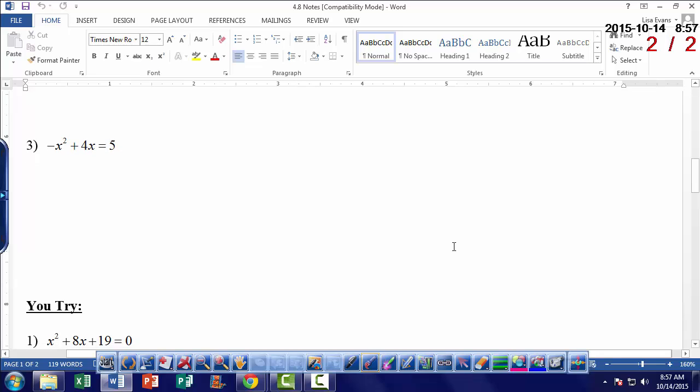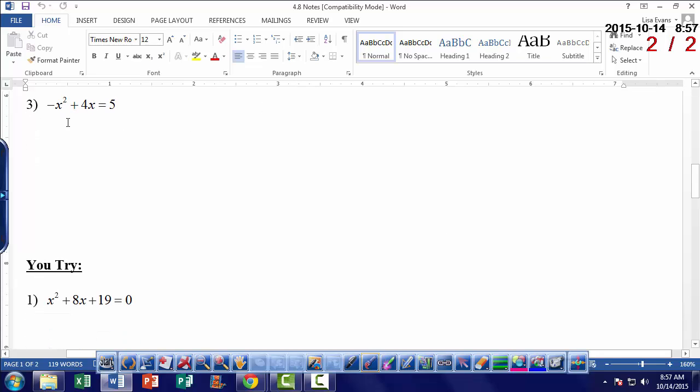Okay, again, I do not have this equation equal to 0, so I subtract 5 on both sides. I get negative x squared plus 4x minus 5 equals 0. This is my A, negative 1. This is my B, 4. And this is my C, negative 5. Go ahead and plug it into the formula.